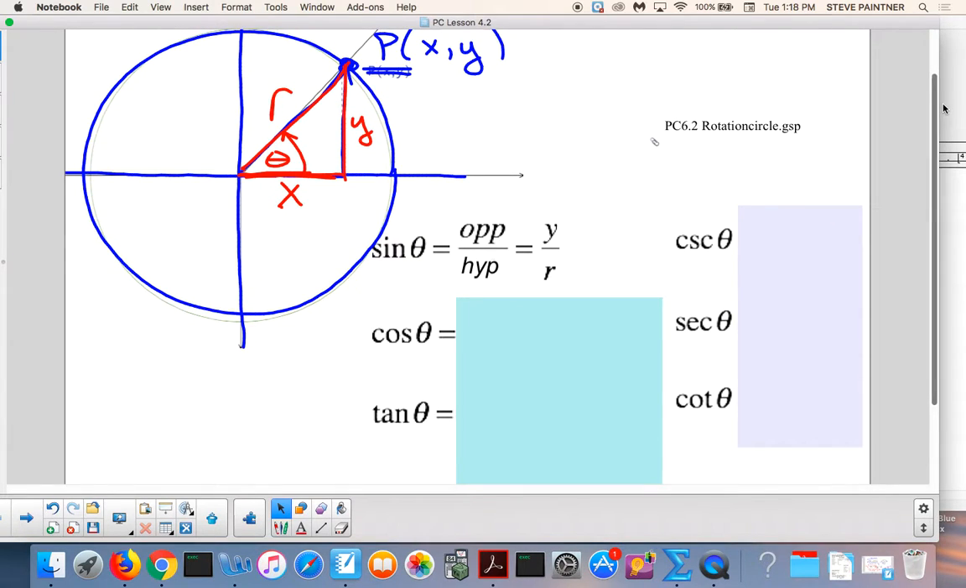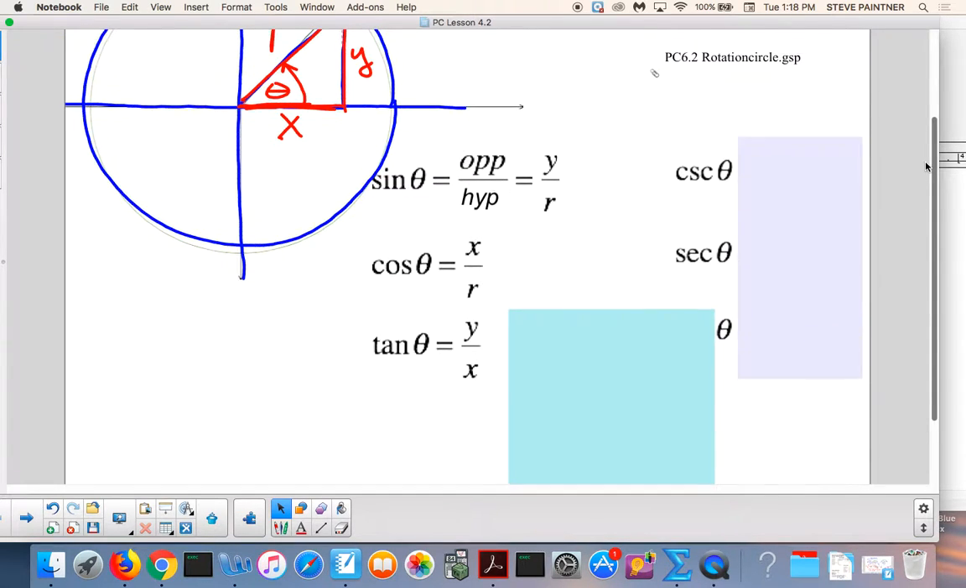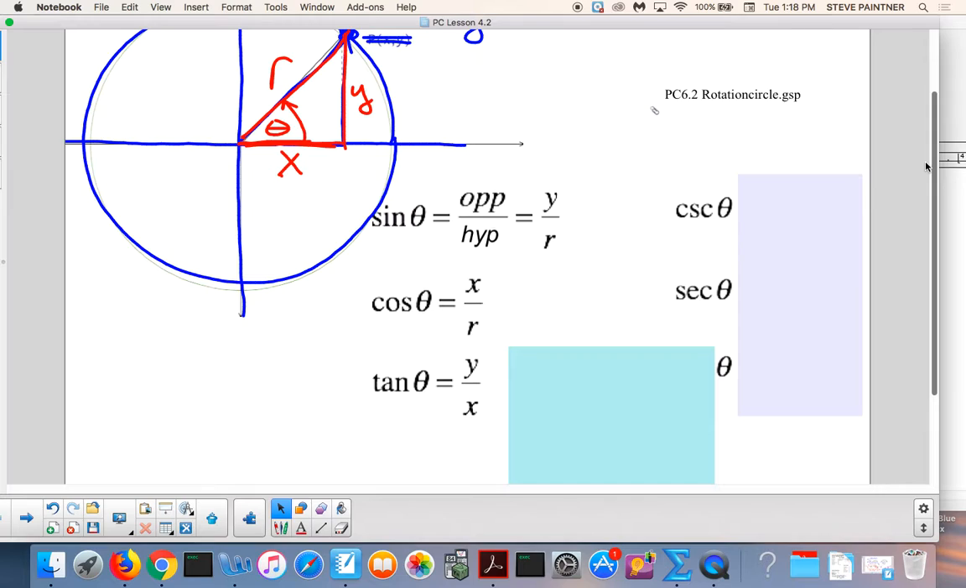And you said cosine of theta is what, Chris? X over R, he's right. Tangent of theta, Megan, is what? Say it again, Molly. Y over X, yeah. When I hear tangent, I think opposite over adjacent. What's opposite? Y. What's adjacent? X. Y over X. That's where that's coming from. Fill those three in.